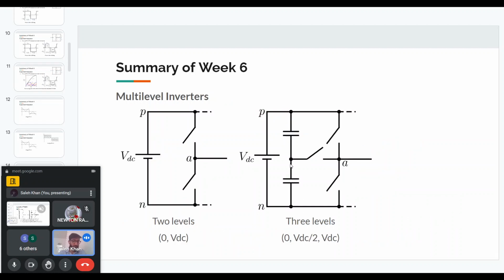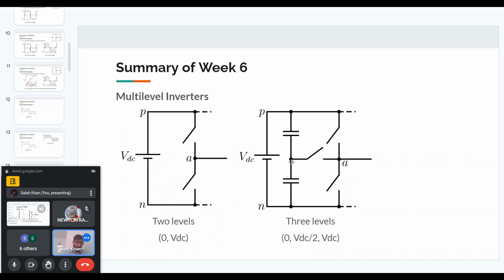So next we come to multi-level inverters. Up to now, what we have studied is a two-level inverter, where the output of each phase leg can be either 0 or VDC. But now, for example, here I have shown a three-level inverter. And here you can see that each capacitor has a voltage of VDC by 2.